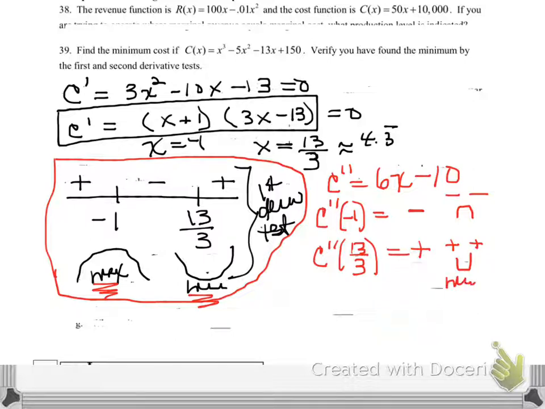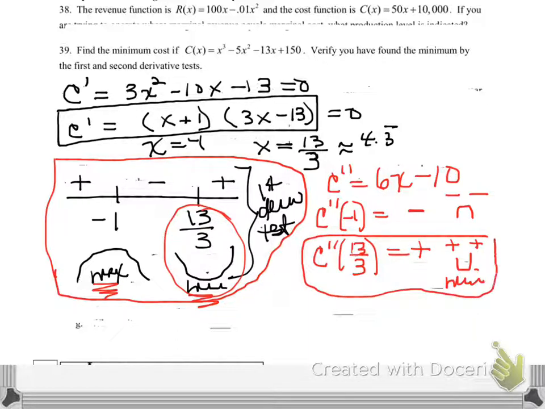So by the first derivative test, which tests slope on either side of the critical value, I get a max at negative 1, and the min, which is what I'm looking for, at 13/3. The second derivative test checks concavity. If a function is concave down at a critical value, that means I have a max. If a function is concave up at the critical value, that means I have a min. So my second derivative test verified what my first derivative test found. And that's how you set these tests up.